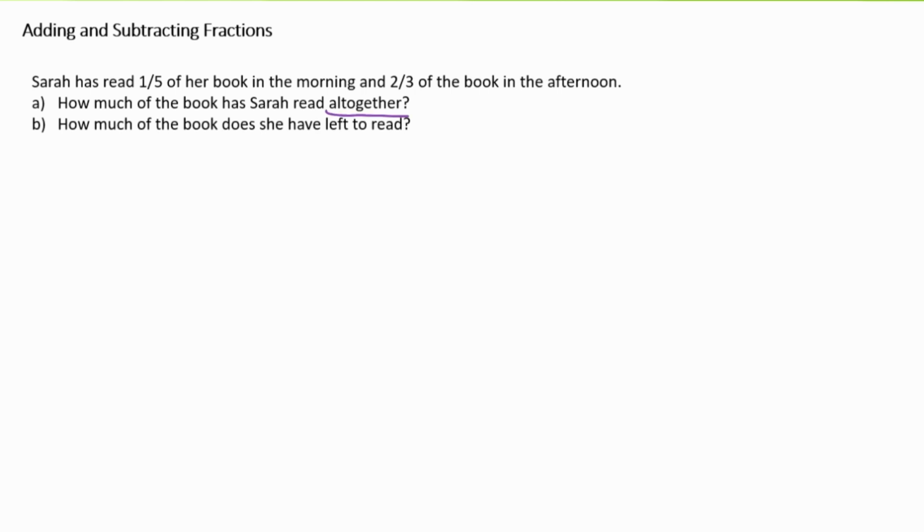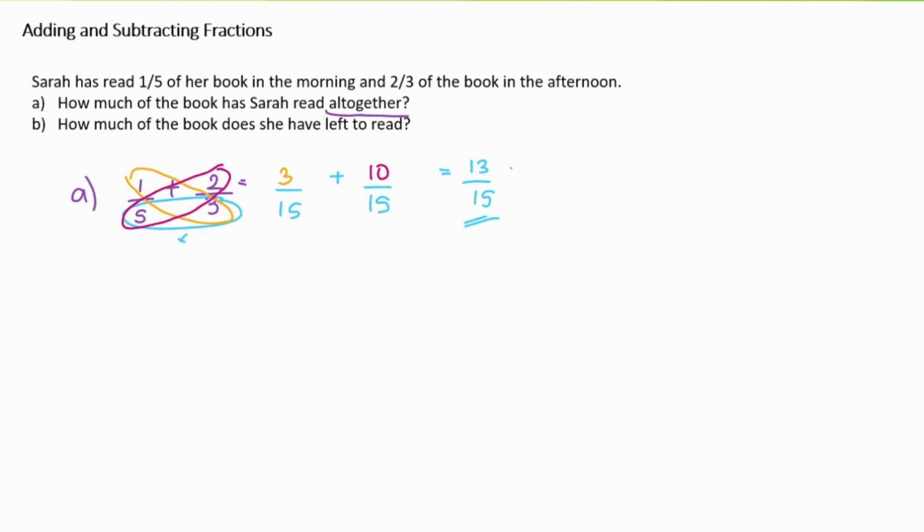So for part A, we are being asked for how much she has read altogether. Now, because we are looking for what she has read altogether, that means we have to add what she read in the morning, which is 1/5, and we're going to add it to what she read in the afternoon, which is 2/3. So first we are going to multiply 5 times 3, which gives us 15 as our common denominator. We then multiply 1 times 3 to give us 3, and 2 times 5 to give us 10. 3 plus 10 gives us 13, and our denominator stays 15. So Sarah has read 13/15 of the book.